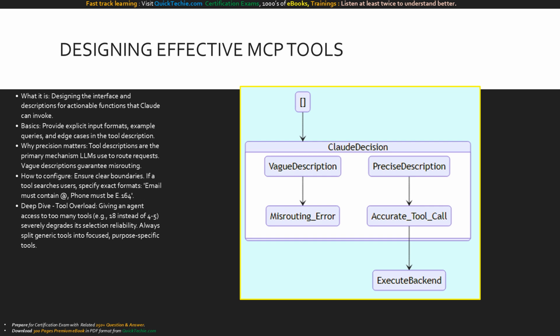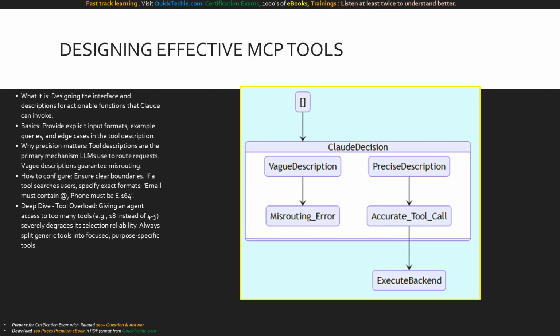Tool descriptions are not just documentation, they're the primary mechanism the LLM uses to route requests. If you write a vague description like "search a stuff," Claude will guess incorrectly and your pipeline will fail. You must be obsessively precise. Include exact input formats, boundary conditions, and examples. For instance, specify that phone numbers must be in E.164 format right in the description.